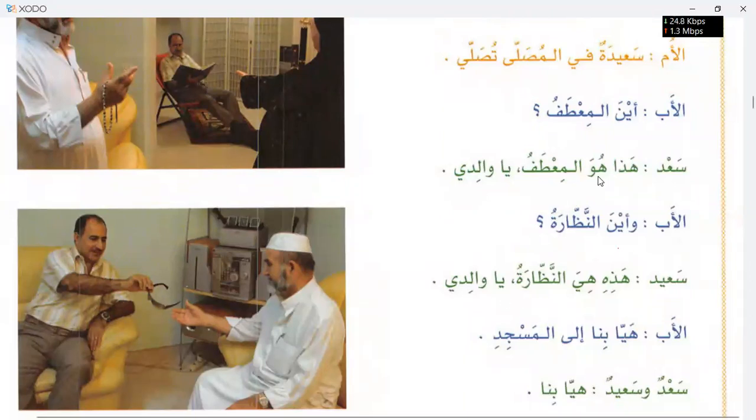So for masculine things, when we give someone a masculine thing in the hand, we say haza huwa. And for feminine things, we say hazihi. This word has ta marbuta, round ta at the end, so this word is a feminine noun. This word does not have round ta marbuta, so it is a masculine noun.